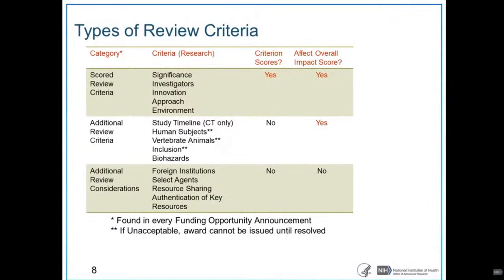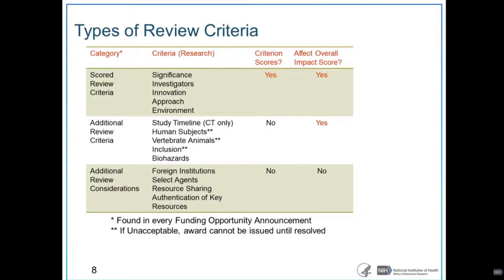Now we have different types of review criteria, and you need to understand this as well. We have three categories over on the left-hand side of the slide: scored review criteria, additional review criteria, and review considerations. Scored criteria, typically there are 5 scored criteria. For research, these are significance, investigators, innovation, approach, and environment. And we call them scored because each of those receives a numerical criterion score, unless the funding opportunity announcement indicates otherwise. And yes, these can affect the overall impact score.